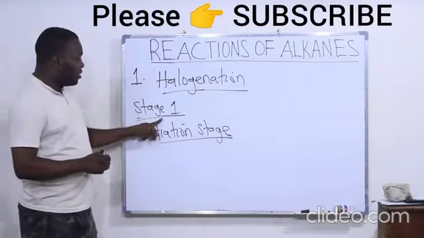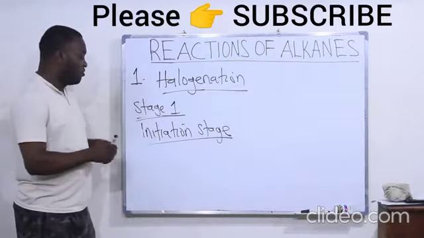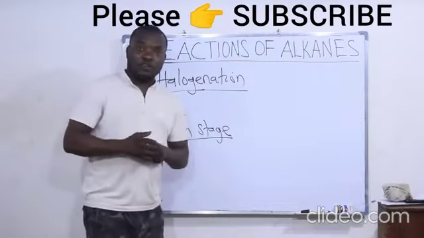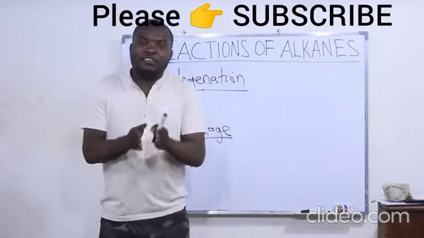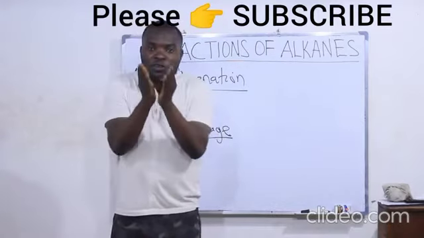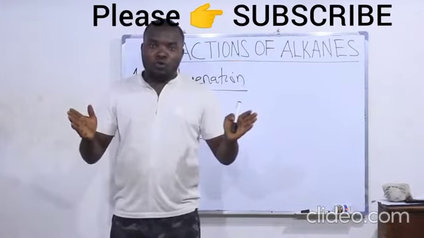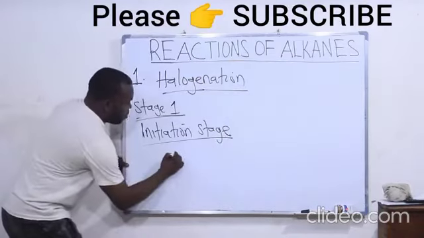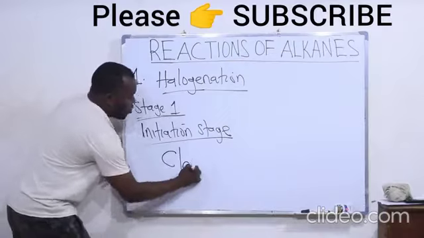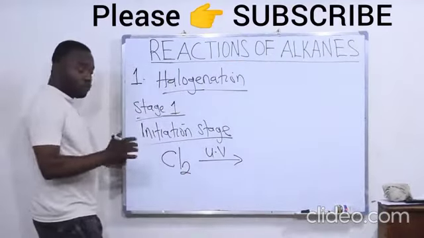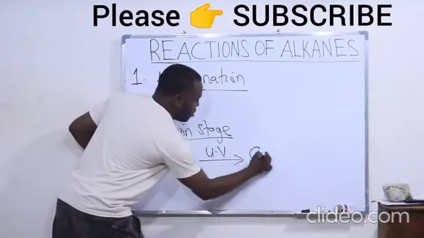Stage 1 is called the initiation stage. What happens at the initiation stage? The initiation stage is the stage in which the halogen molecule splits into 2 homolytically. This is what we mean. The chlorine molecule, in the presence of ultraviolet light, breaks up into free radicals this way.